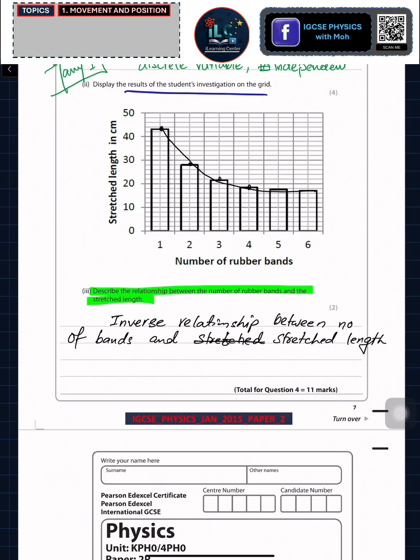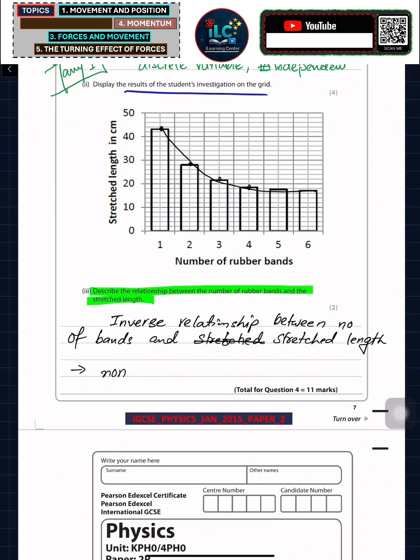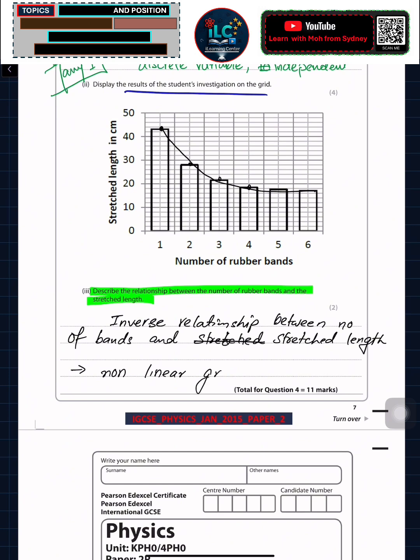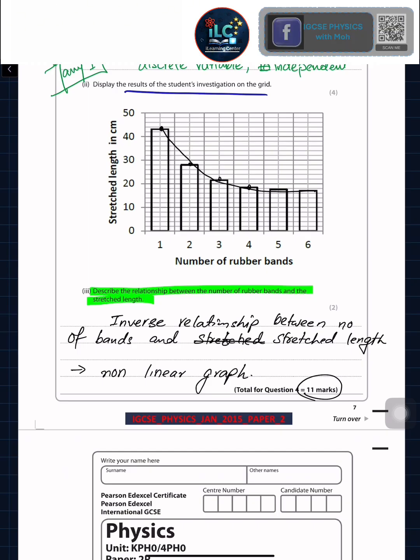And then for the second mark, I'm just saying the graph is, even if it's an inverse relation, it's not a non-linear graph. So I'm just gonna mention it's a non-linear graph. So this earns you 11 marks, which is good enough. We'll move to the next question now.